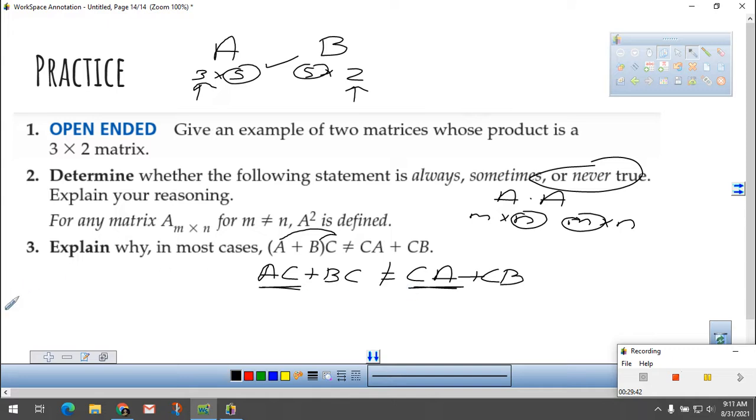Now what would be true is if the C was in the front of the distributive property, like in front of the parentheses. If that was the case, then yes, you could distribute your matrix and get CA plus CB, and that would be true.